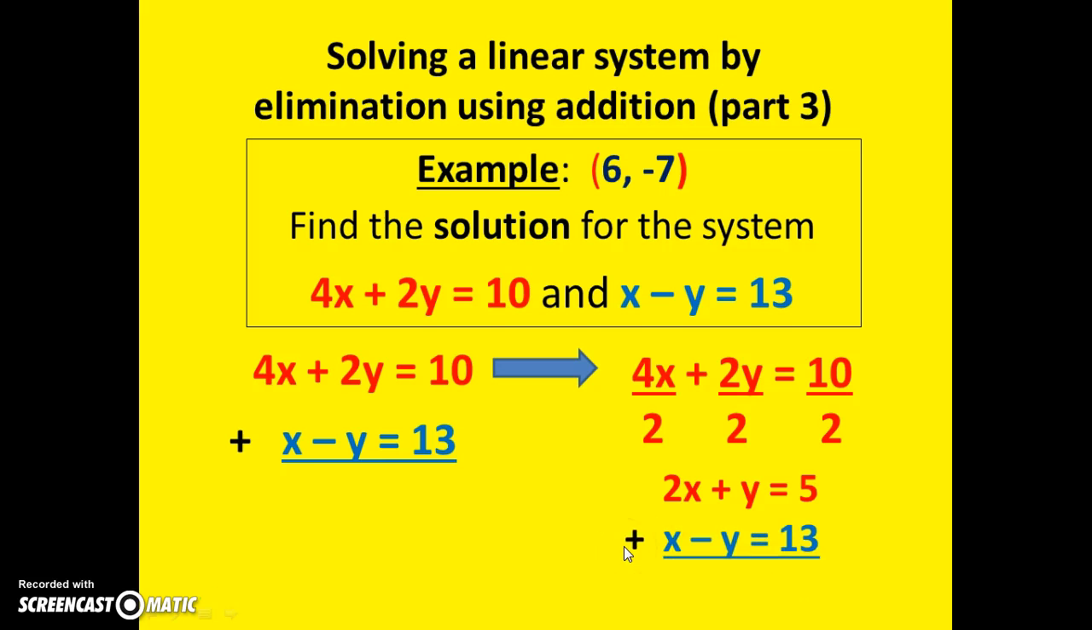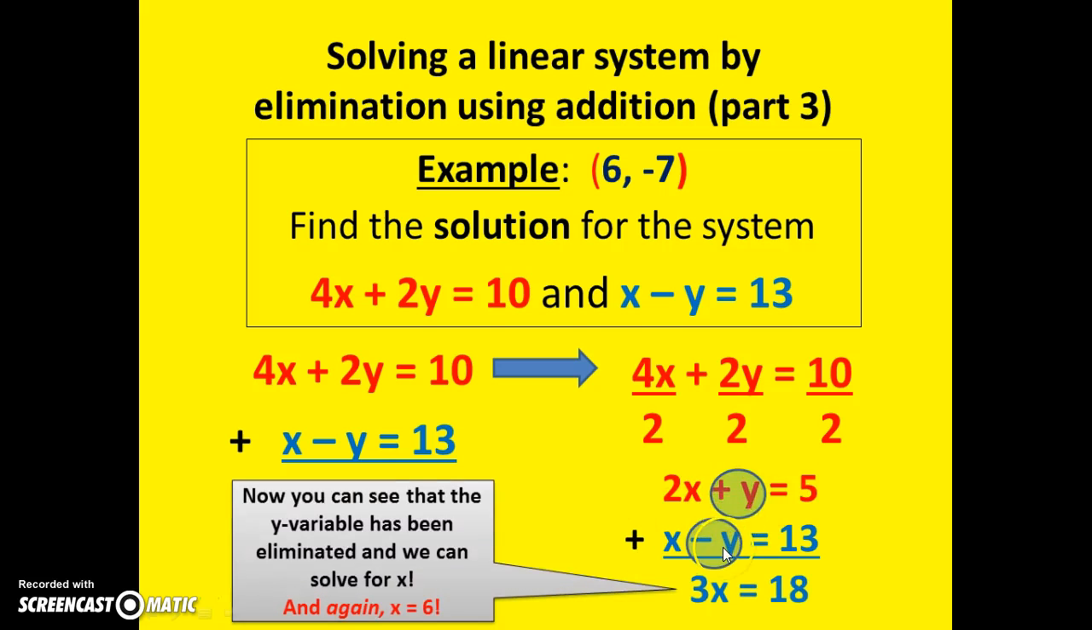And when we add them, what do you notice? The y and the negative y, they are additive inverses of each other, so we've eliminated the y again. Okay, and then 2x plus x equals 3x, 5 plus 13 equals 18. We know when we divide the two sides by 3, we end up with 6, which is exactly what we had before for x. We got the exact same x.